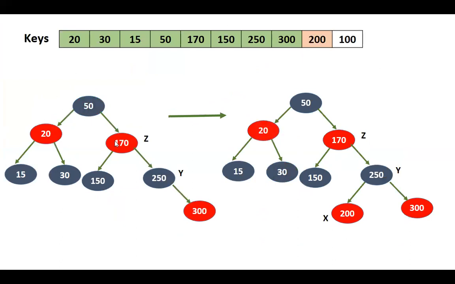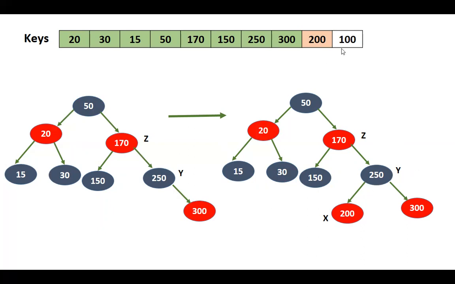Next, what you insert is 200. Greater than 50, greater than 170, but smaller than 250. So 200 is inserted as the left child of 250, right? Now you see there's no red violation. The tree is balanced because the new node is added to a black node.